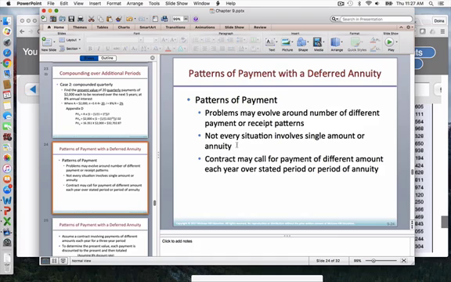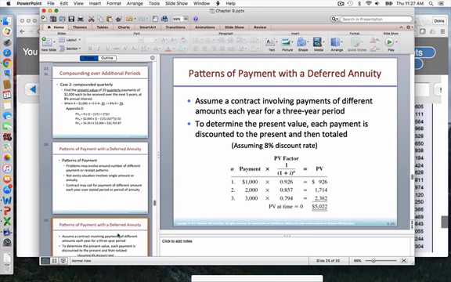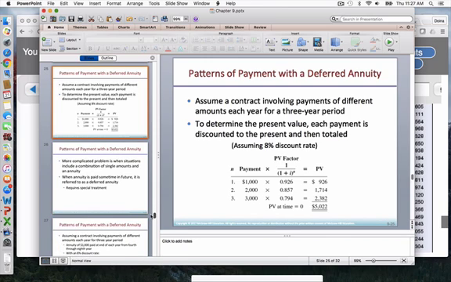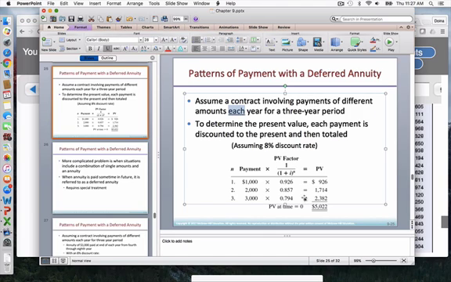Not every situation involves a single amount annuity. There are different amounts, and sometimes payments start later. So let's see a case here. This type of contract assumes payments each year for a 3-year period. It is each year, but because the amounts are not equal, we cannot use appendixes for annuity. So in this case, we have to calculate the present value for each amount individually and then add up the total amount.